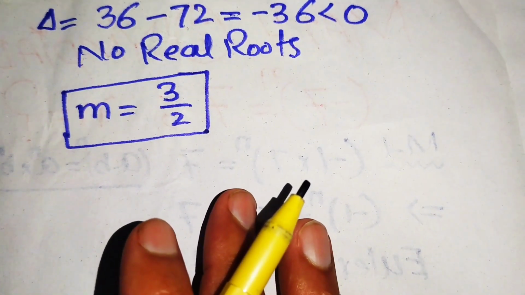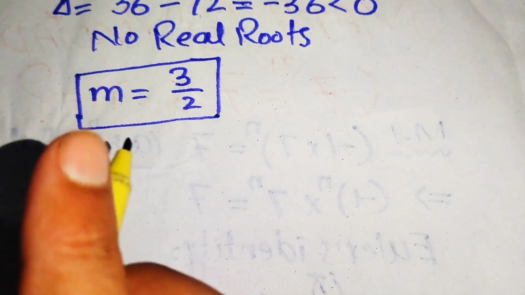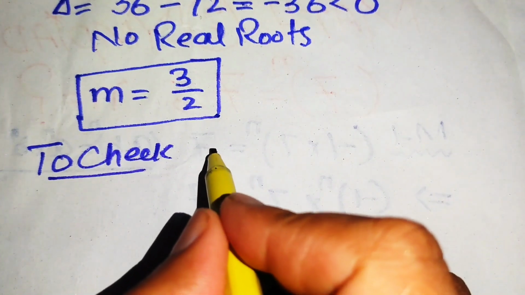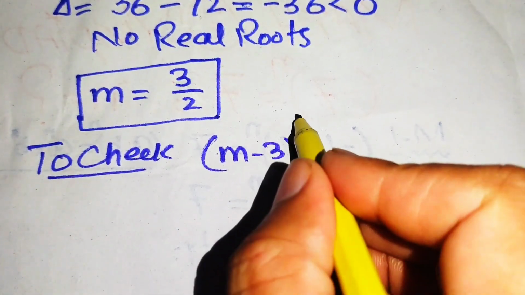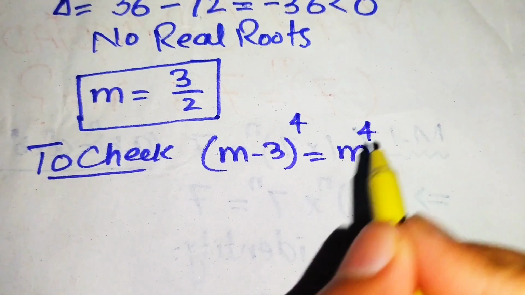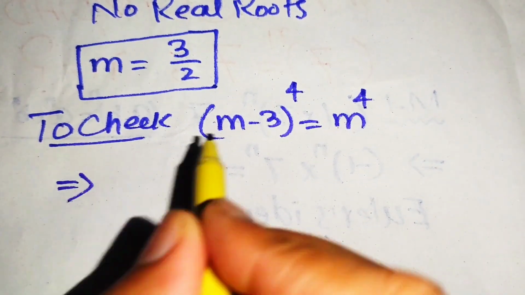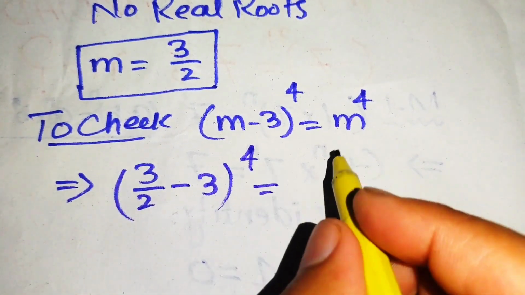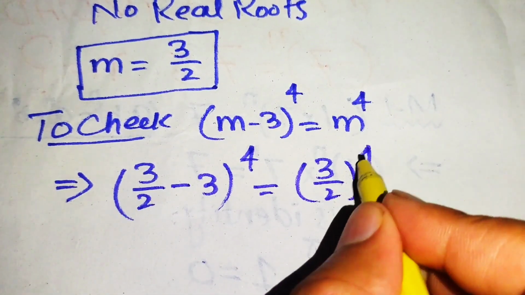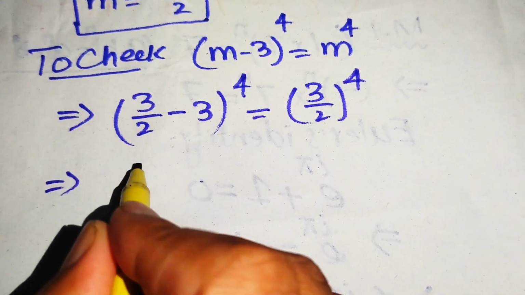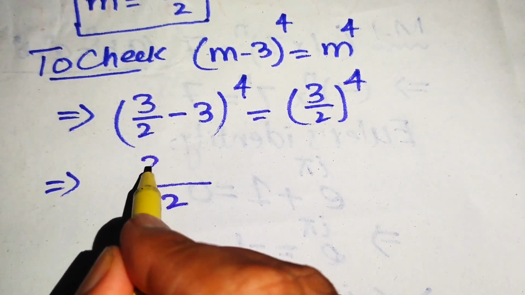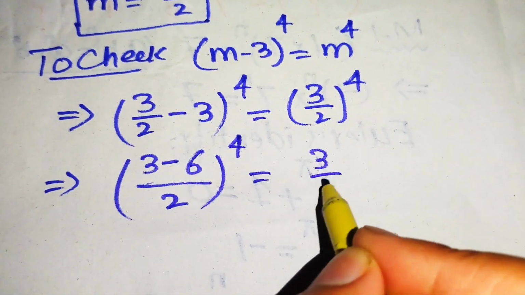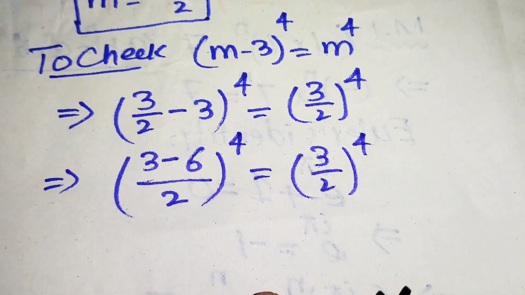First we copy down the question statement. We have m minus 3 to the power of 4 equals m to the power of 4, and now we substitute the value of m here. So we have 3 over 2 minus 3 to the power of 4 equals 3 over 2 to the power of 4. Here we take the LCM on the left hand side, and we have 3 minus 6 over 2, and its whole power 4 equals 3 over 2 and its whole power 4.